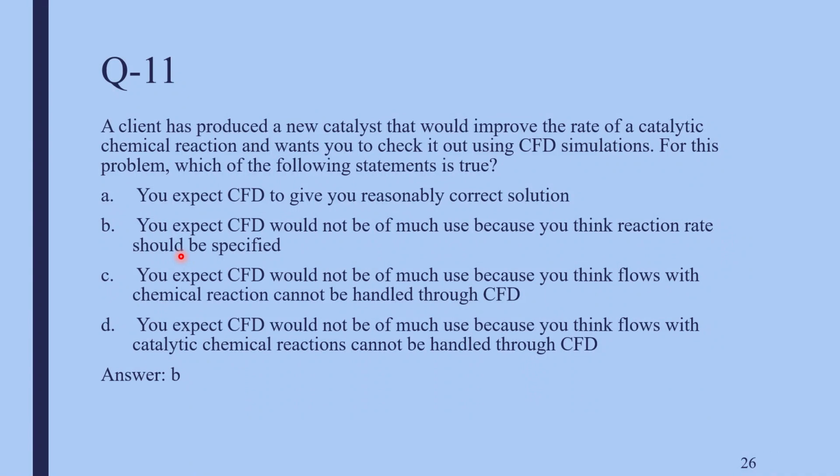In the first option, it is given that you expect CFD to give you a reasonably correct solution. We generally expect that. But since it is a catalytic chemical reaction and we have a new catalyst, we should at least have some idea about the catalytic chemical reaction going on there. Since the client has developed a new catalyst, they should be giving out the information regarding the reaction rate; the kinetics should be known from them. So we expect CFD to give a reasonably correct solution, but again we need some more information. So option A here is neither false nor fully true. We need some more information, that is what it means.